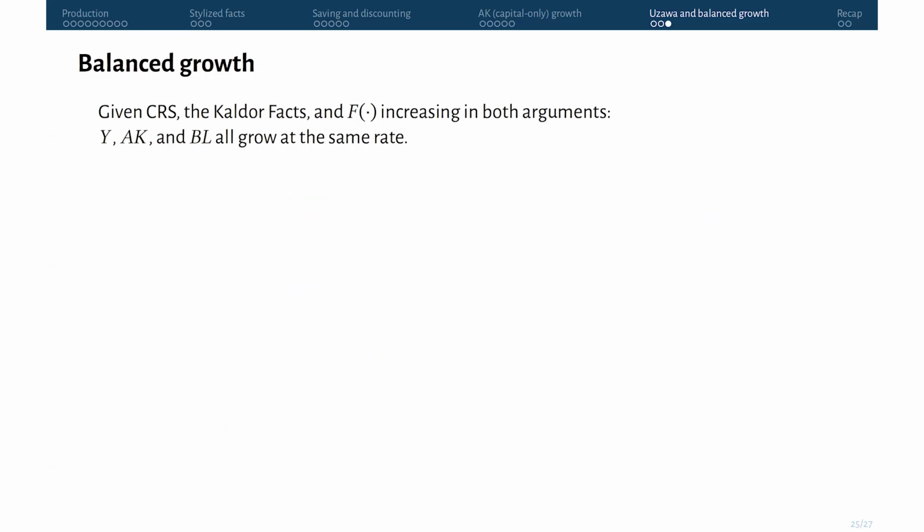This in turn means that given a constant returns to scale production function and the Kaldor facts, and the very mild assumption that output is increasing in both its arguments, effective capital and effective labor, then output, effective capital, and effective labor all have to be growing at the same rate. When this happens, this is called balanced growth. So this is what we seem to have observed roughly in the past.